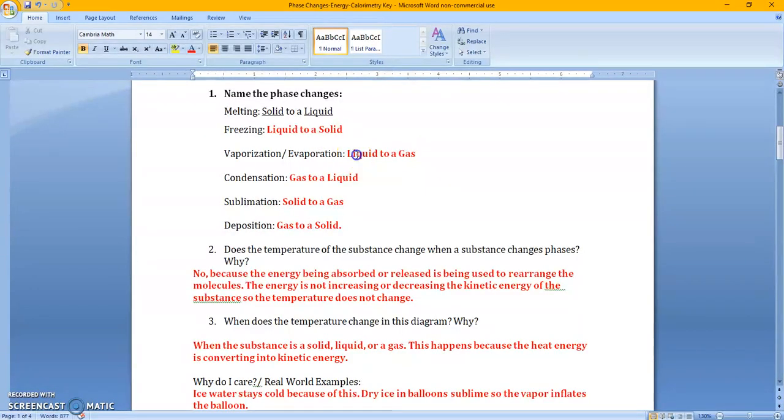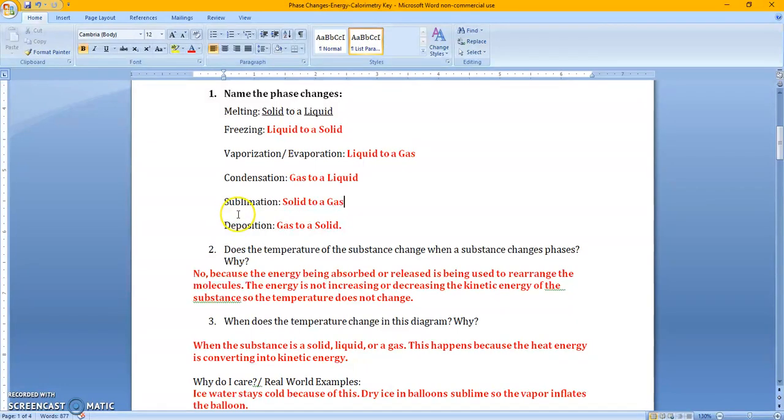So as a review: freezing, vaporization, evaporation, condensation, sublimation, and deposition. You guys are familiar with the first four. Sublimation and deposition may be new to you, but it's just when a solid goes directly to a gas and a gas goes directly to a solid.